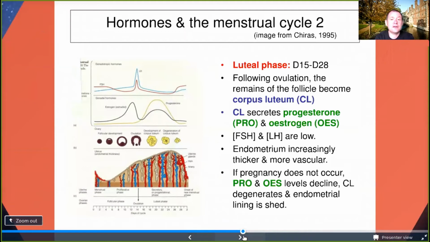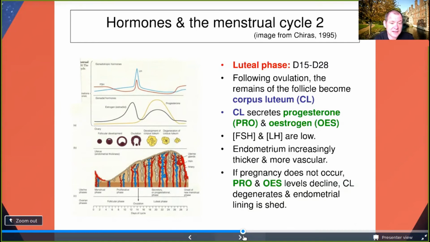Then we have the second phase of the menstrual cycle, known as the luteal phase. This is day 15 to day 28. Following ovulation, the remains of the follicle become the corpus luteum. So the egg has been released, and there is just the remains of a follicle. This becomes a gland called the corpus luteum, which secretes progesterone and estrogen.